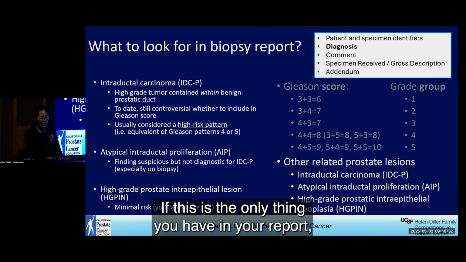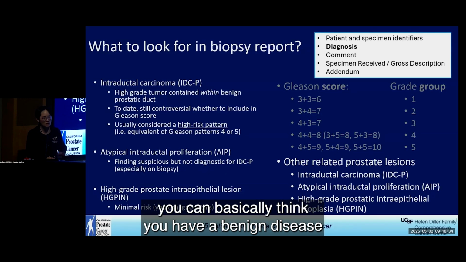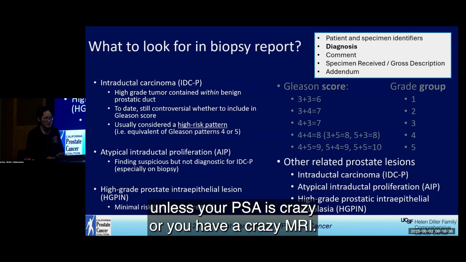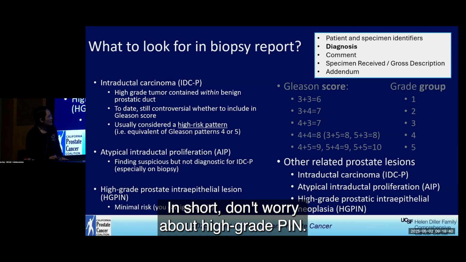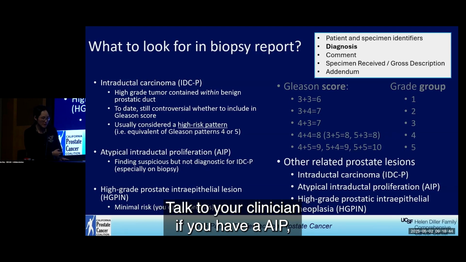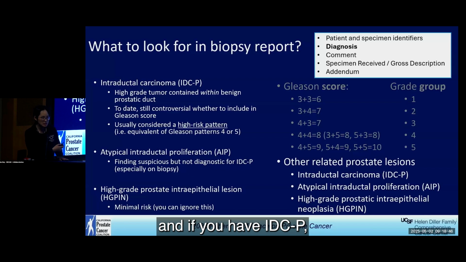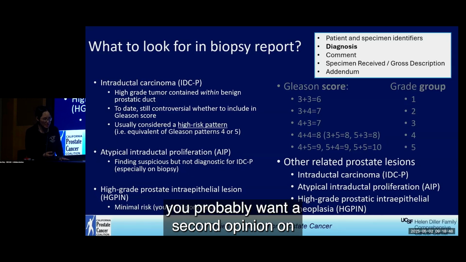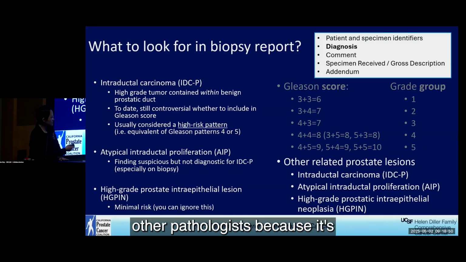If this is the only thing you have in your report, you can basically think you have a benign disease, unless your PSA is crazy or you have a crazy MRI. So in short, don't worry about high-grade PIN. Talk to your clinician if you have an AIP, and if you have an IDCP, you probably want a second opinion from other pathologists because it's a really high-risk pattern.